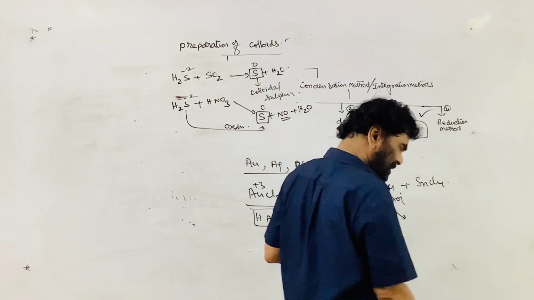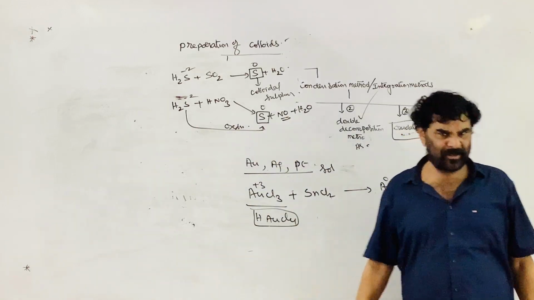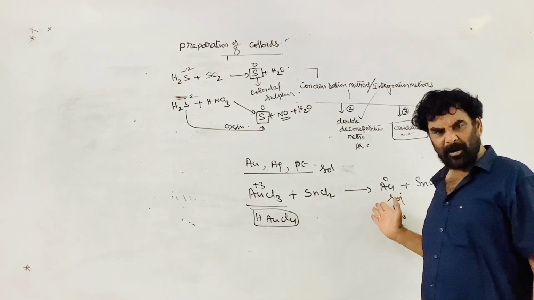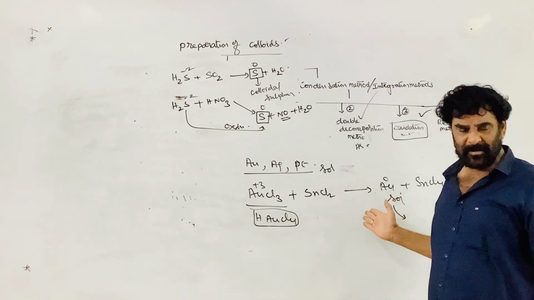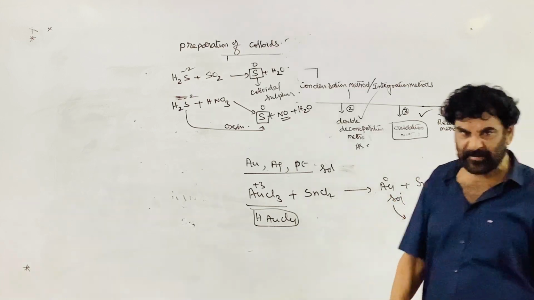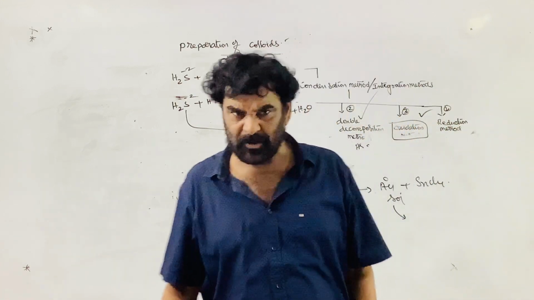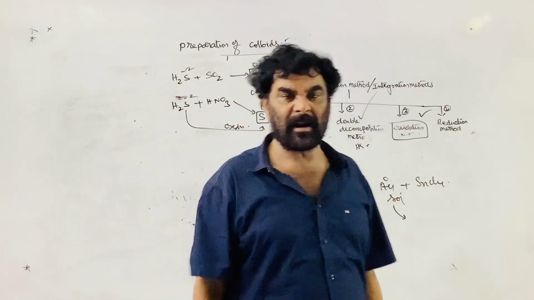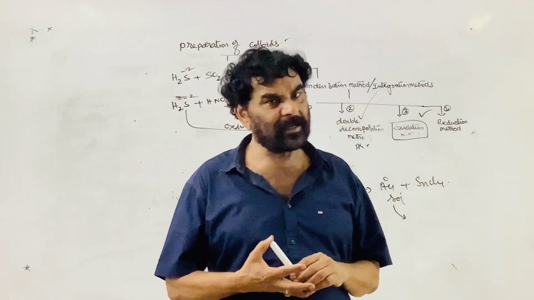This is also called the purple of Cassius, a colloidal solution, the colloidal gold. Colloidal gold is formed and SnCl4 further reacts with water and converts into SnO2. The gold is adsorbed on the SnO2. That mixture is called the purple of Cassius. It has a purple color.